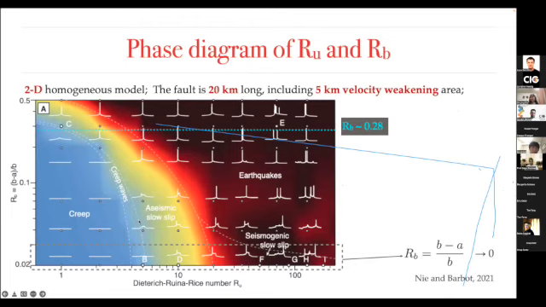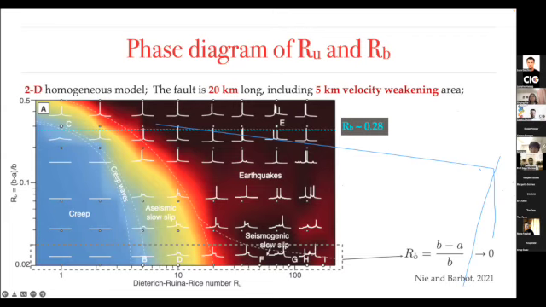So here we conduct another phase diagram, now with both RU on the x-axis and RB number. We still use a similar model, a 2D homogeneous model. We don't use a fault zone model here because we saw that fault zone models didn't really contribute interesting new behaviors in our simulations. And still a planar fault with a single velocity weakening asperity in the middle.